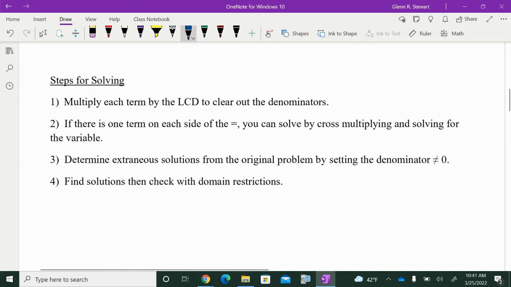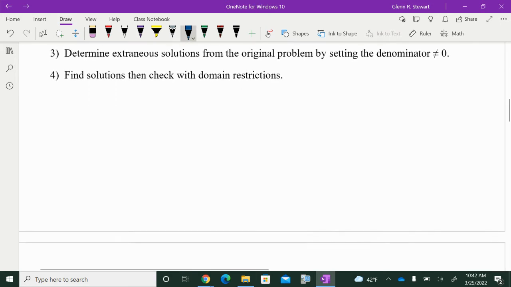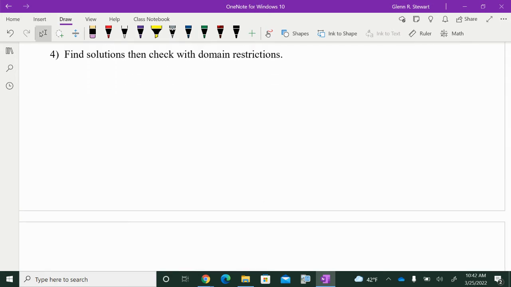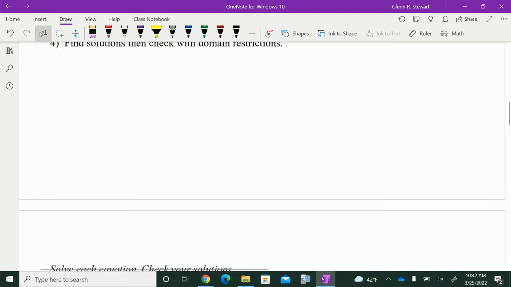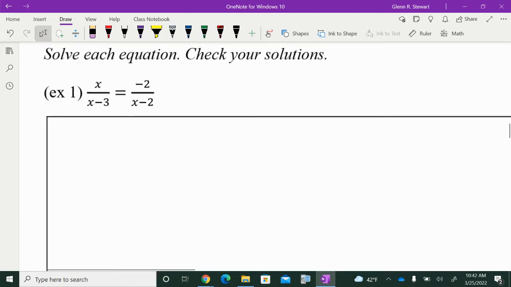So here are some steps for solving. I could read through them, but I think it's probably best to go through a couple of the problems. Just as a recap, you will need to use an LCD with these. And in order to solve, we need to make sure that we determine the extraneous solutions by setting the denominators not equal to 0. Lastly, we can find solutions to then check with the domain restrictions. So take a look at solve each of these equations.